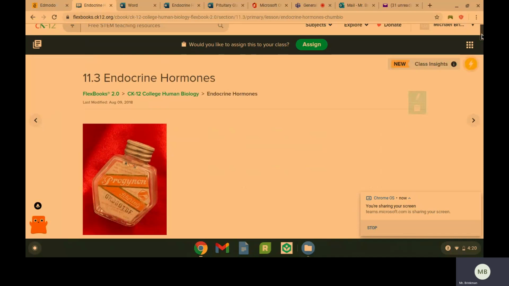There is a lot of explanation about processes with this endocrine hormone. So I'm just going to go over some of the highlights.